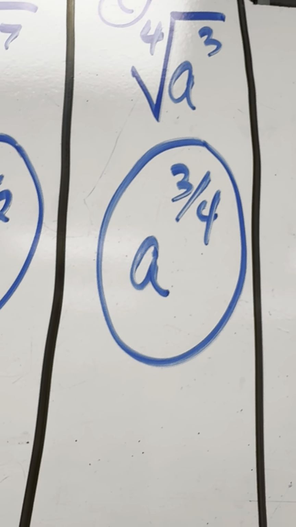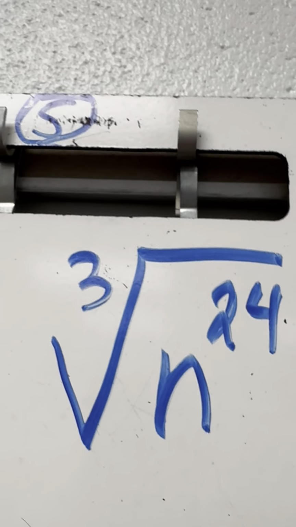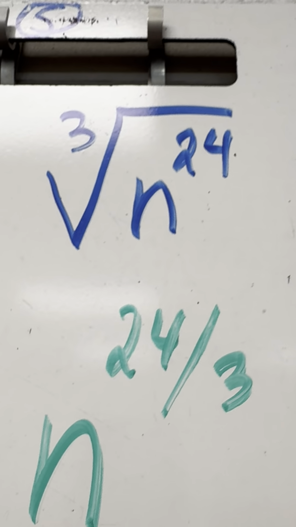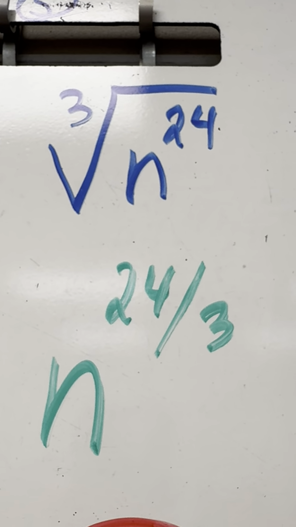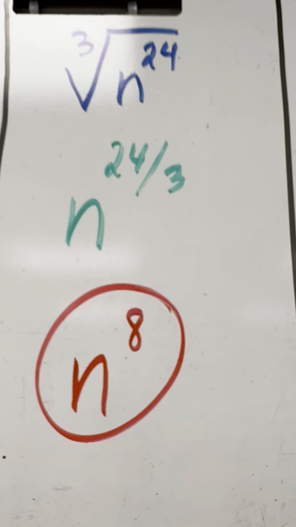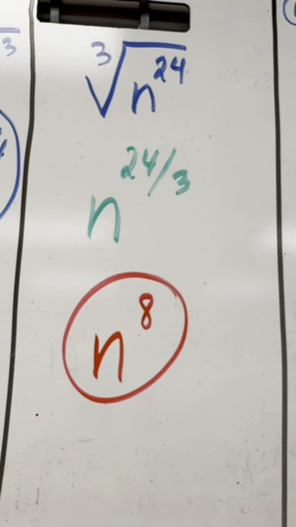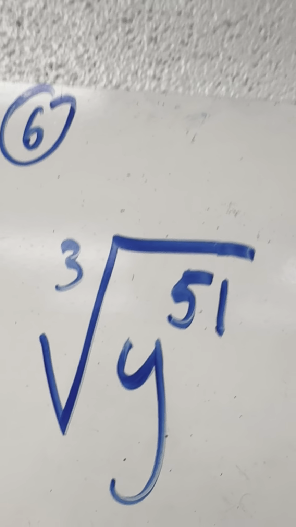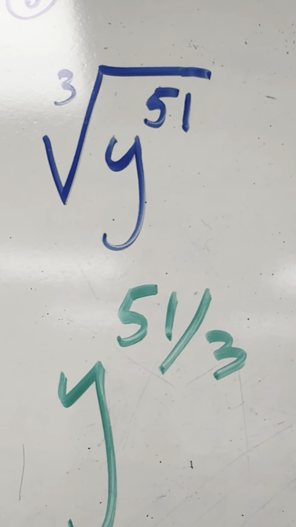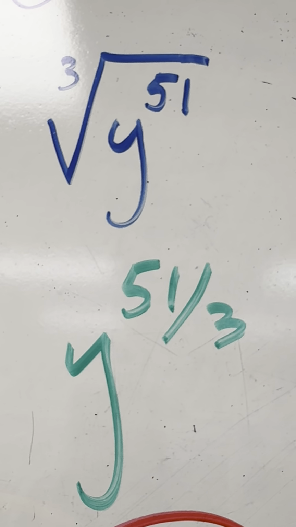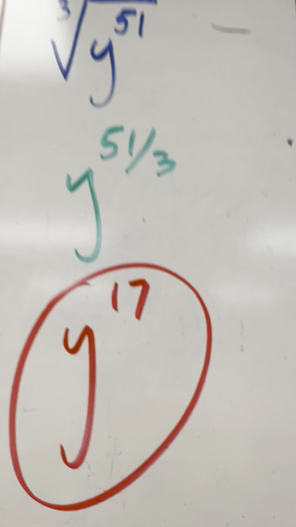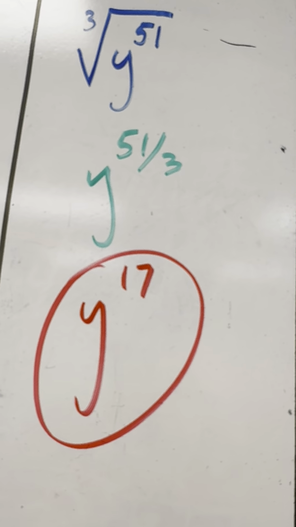Okay, so if I say what's the cube root of n to the 24th, that's n to the 24/3. But what is 24 divided by 3? 24 divided by 3 is 8, so it's n to the 8th. The cube root of y to the 51st power, that's y to the 51/3. What's 51 divided by 3? 17, so your answer is y to the 17th.